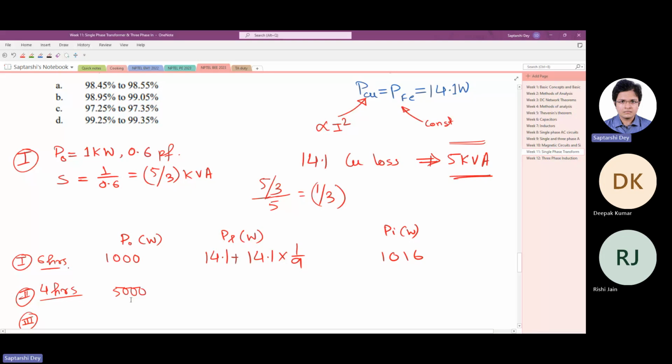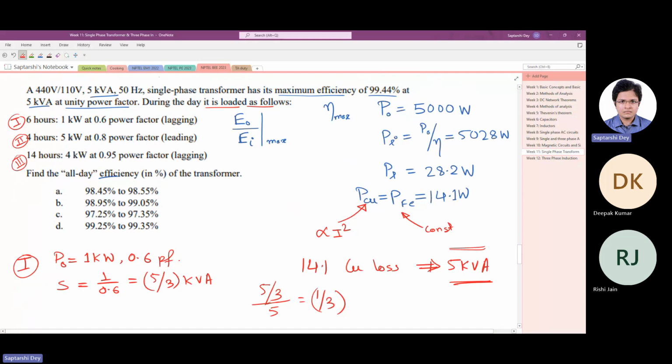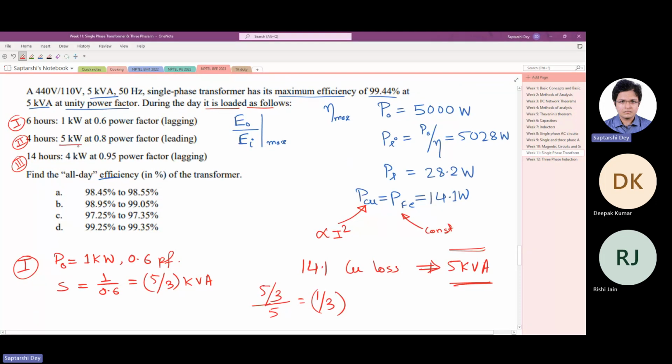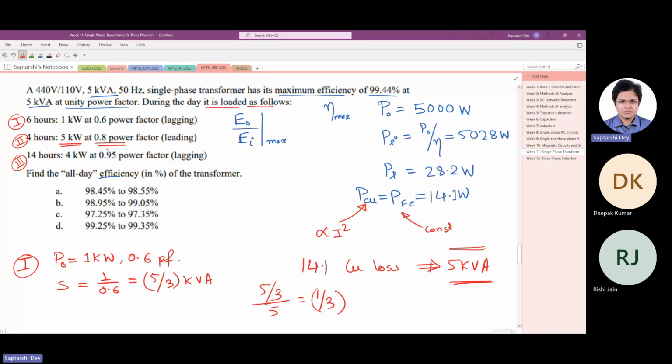Similarly, for the 4 hours in the next case, it's 5 kilowatt at 0.8 power factor. Notice one thing: the transformer is rated for 5 kVA and now the load is 5 kilowatt, very fine, but the power factor is 0.8, it's not a unity power factor. So the transformer is now supplying more kVA than rated. Although it is supplying 5 kilowatt, it is overloaded because the power factor is not unity.